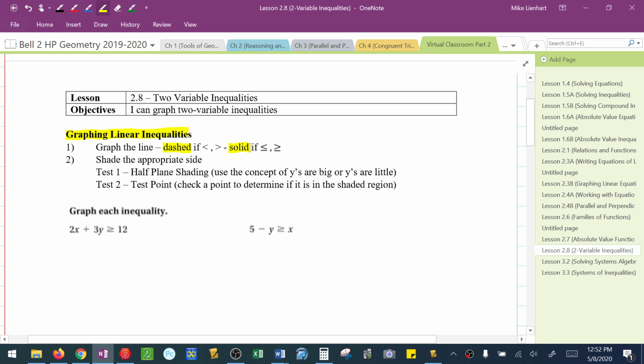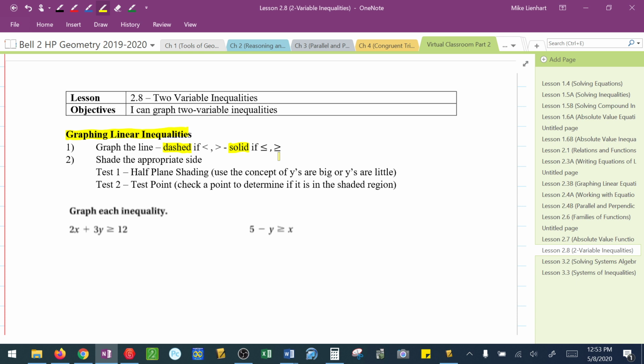or solid? It's going to be dashed if it's a less than or a greater than. It's going to be solid if it's a less than or equal to or a greater than or equal to. And the difference is when it's a solid line, it means any point that lies on that line or on that absolute value would also be included as a solution to that graph. The second thing that we're going to have to do is shade.